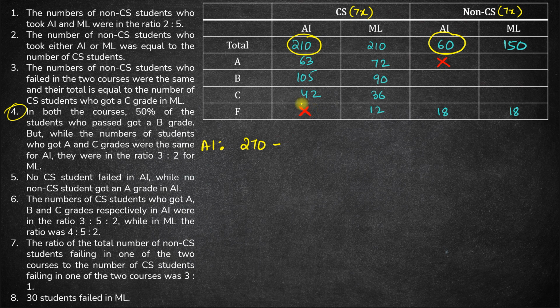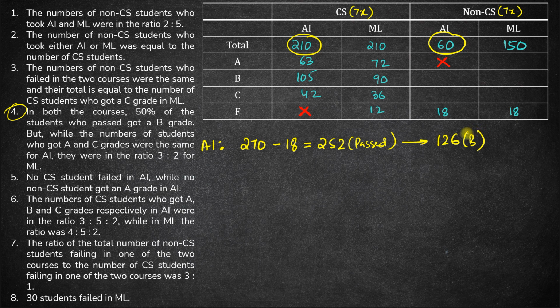Out of which how many are failing? 0 plus 18. So total 18 are failing. So how many students passed? 252 have passed. Okay. And out of these passed, 50% of the students will get a B grade. Okay. So 50% of the students will be effectively 126 students who got a B grade in AI, right?